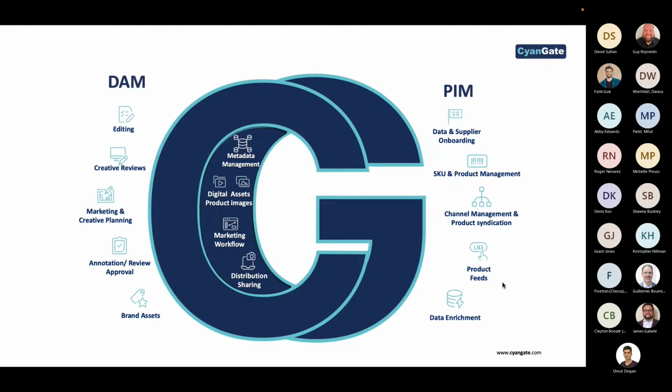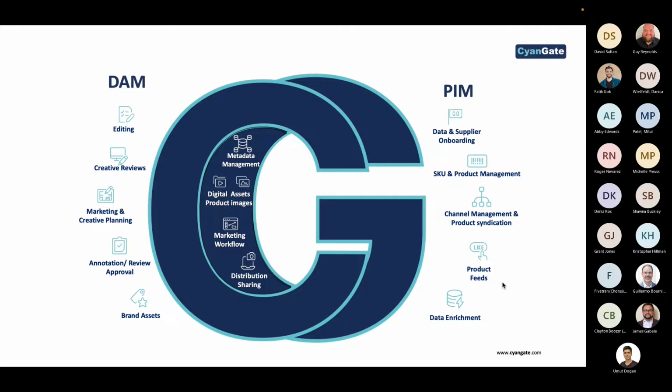So if we start on the left side, at least on my screen, you have the DAM, which is where you'll do your editing for your images, your creative review, your marketing creative planning, the annotation, the review, the approval, the brand assets aspects of things, fonts, and all of those things.